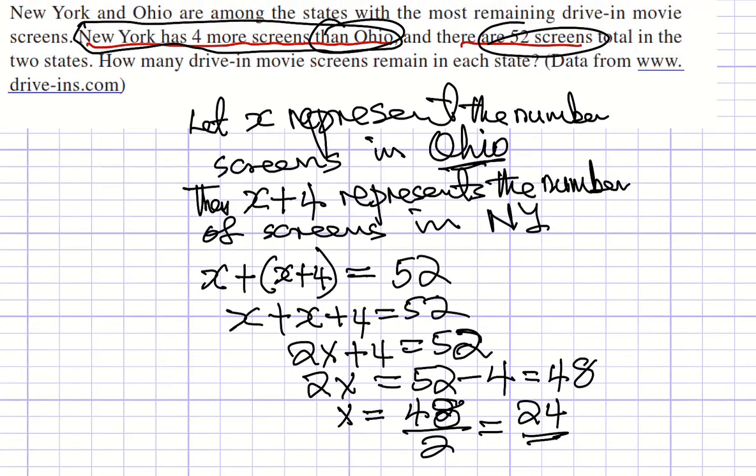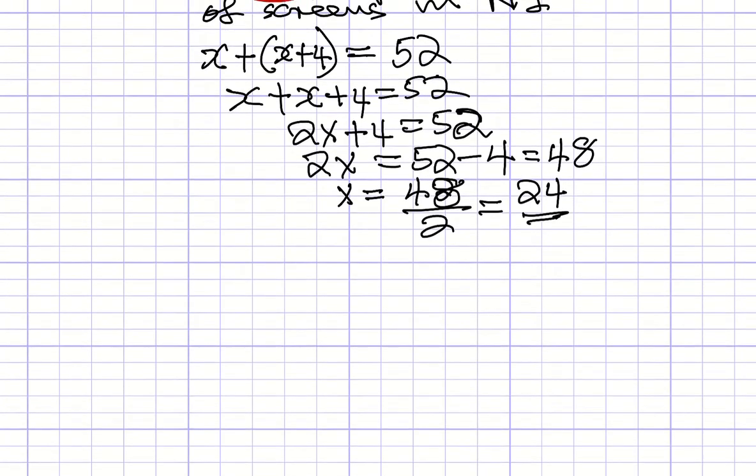Then you use this here, remember, to determine the number in New York. The number in New York is X plus 4, which is 24 plus 4, and that will give you 28. See? 28 is in New York. You see that, right?